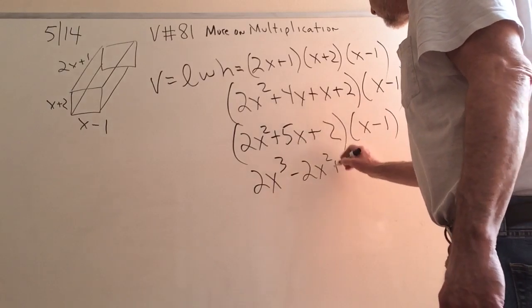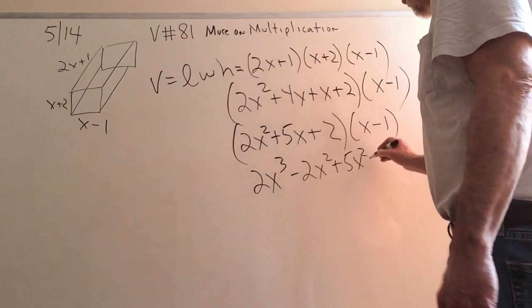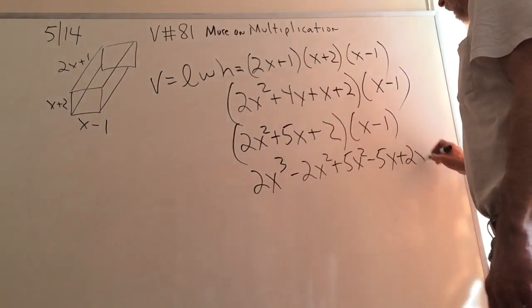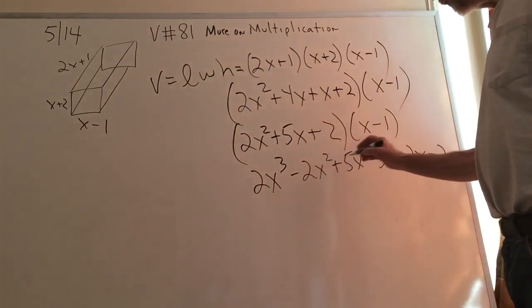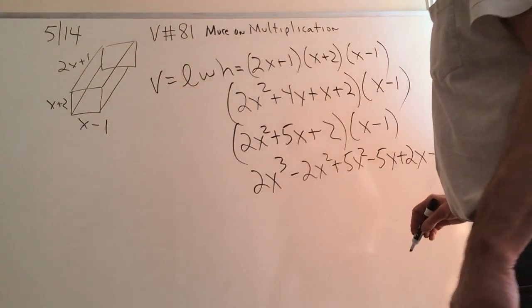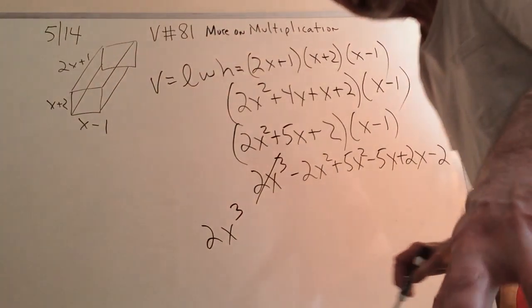Now we go to 5x. That's 5x squared. And then we multiply it here, minus 5x. And finally, plus 2x, and there's minus 2. Okay? So 1, 2, 3, 4, 5, 6 terms. You should check yourself. You didn't make a careless mistake. And now we'll just write them over here. Let's make sure you can see that clearly.